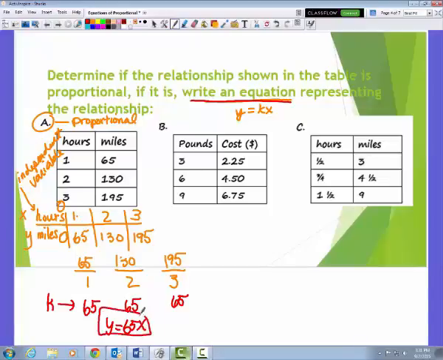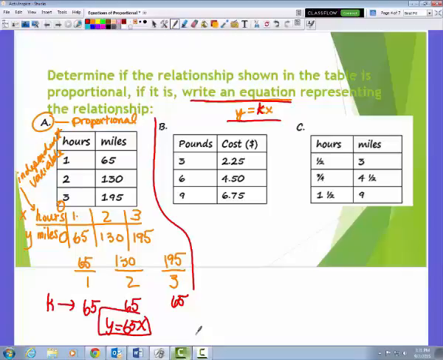And that's it. That is a direct variation equation, a proportional relationship. And I knew this. This guy right here is called my constant of variation. And it's just how much it is constantly increasing. But you can only write the equation if it is a proportional relationship. So let's look at part B here.